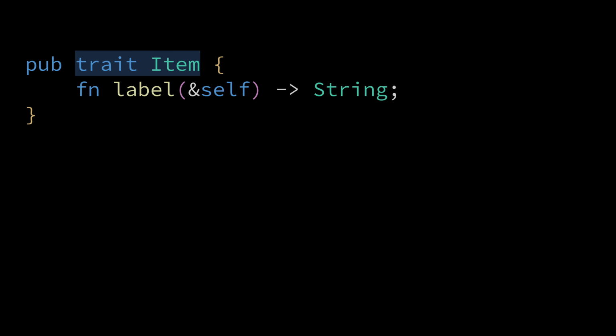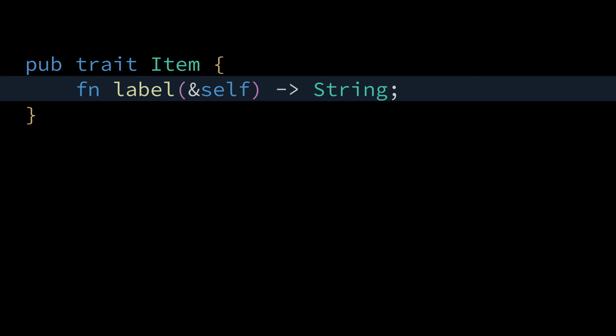I declare a trait called Item, and this says to be an Item you must implement a method called label that takes a shared reference to self and returns a String. This looks just like the declaration of a method, but there's no function body, just a semicolon. This trait is public, so it can be implemented by types in other modules and other crates. I don't have to put the pub keyword on the method declaration because the details of a trait are automatically visible to anyone who can see the trait.